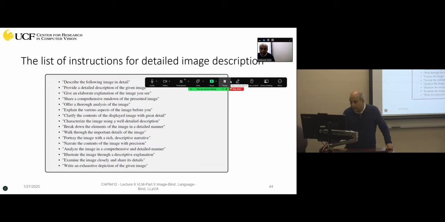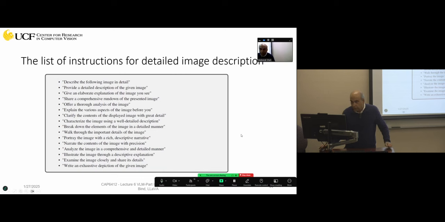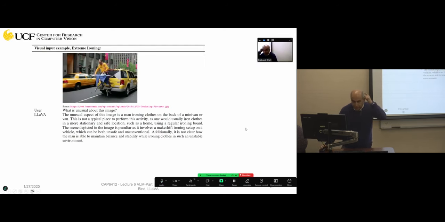Okay, so similarly, they have these kinds of prompts for detailed description. Describe the following in detail, given an image, give an elaborate explanation, walk through the important details of the image, portray an image with a rich descriptive narrative. You can keep on and on. So here's an example from LLaVA. An image is given, and then it's asking what is unusual about this image. So it will go through and describe that.